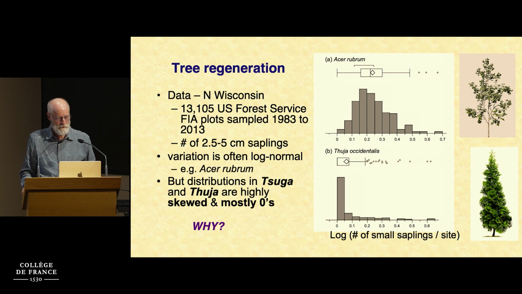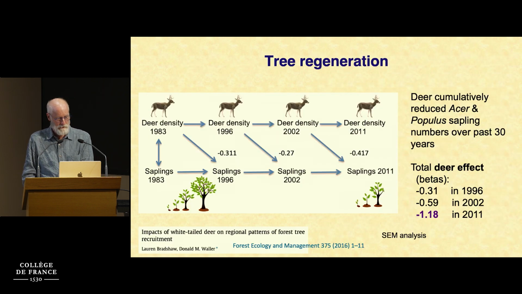And we decided to look at the number of 1 to 2 inch or 2.5 to 5 centimeter saplings. Many species, like the red maple you see there, have a log normal distribution of the number of those smaller saplings. But we discovered that Thuja, Tsuga, and Pinus strobus had this extraordinary, highly skewed distribution with essentially mostly zeros. There were no saplings we could find of those species, even when they were present in the overstory. And we began to suspect that white-tailed deer might be responsible for some of those patterns.